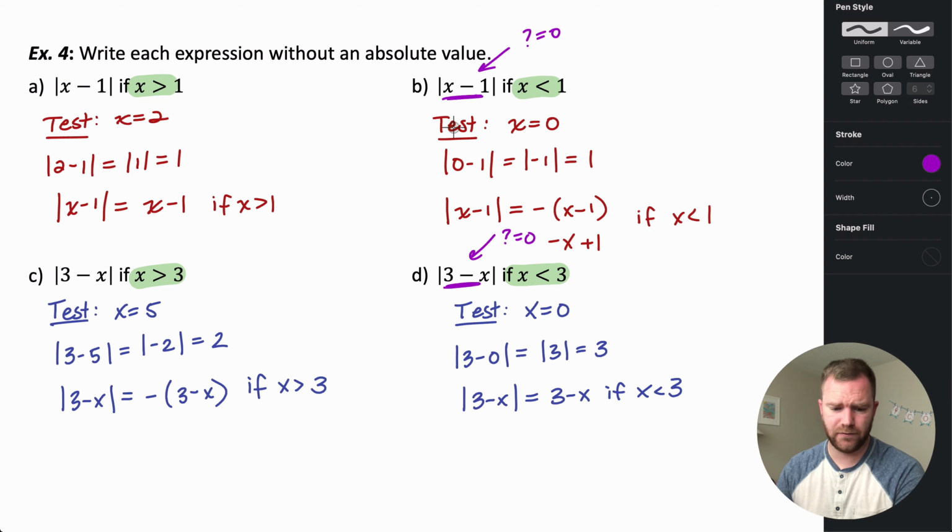So we're going to use this information to help us rewrite an entire absolute value function using different conditions.